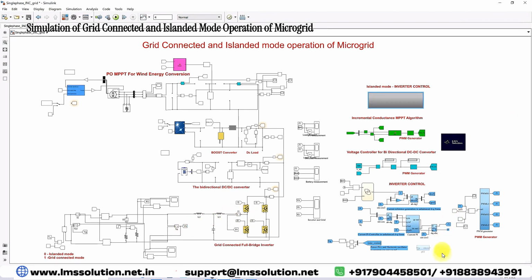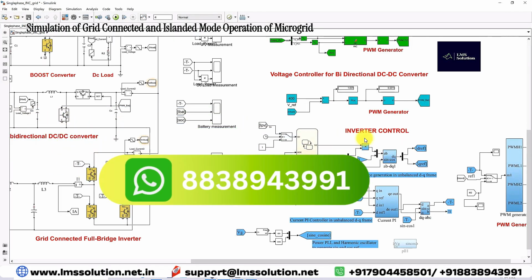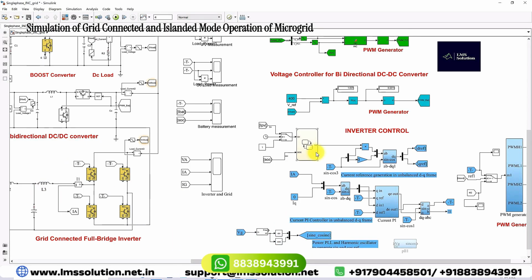So next we discuss the inverter control for grid connected mode. Here we have that logic. When you connect to the grid, we have an agreement between the grid and the microgrid. That agreement is created based on two parameters: one is IPV and the other is the SOC of the battery.